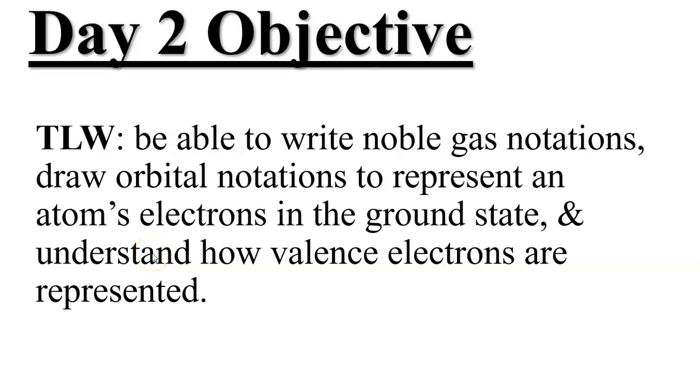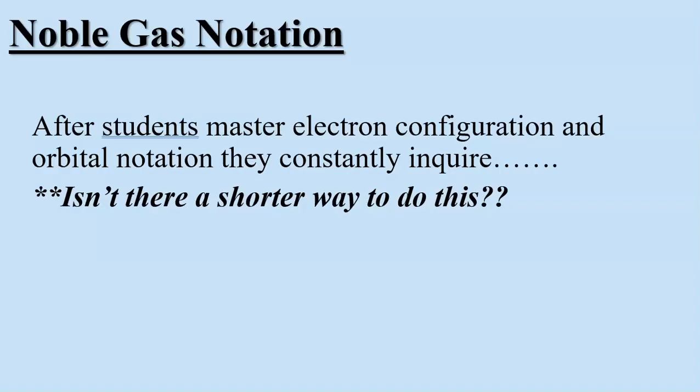Hey guys, today we're going to learn how to write noble gas notations. We're going to draw orbital notations to represent an atom's electrons in the ground state and understand how valence electrons are represented. Remember yesterday we had to write out those long electron configurations. Well, good thing is there is a shorter way to do it.